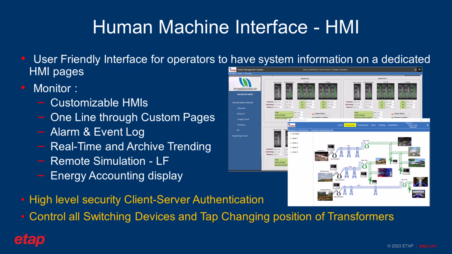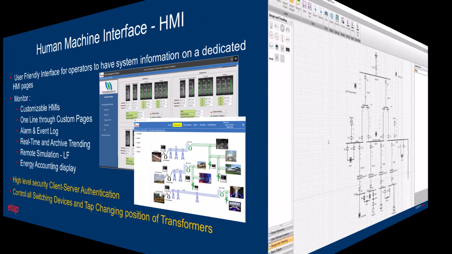Look at the information through one-line diagrams and even geographical information views. You can have access to alarms and events, logs, real-time and archive trending, remote simulations, specifically for load flow and short circuit. Also a look at energy accounting data and more. The system goes through a high level of security client-server authentication. You can actually operate the system from these HMIs, perform control of all switching devices, and tap changing position of transformers and generators.